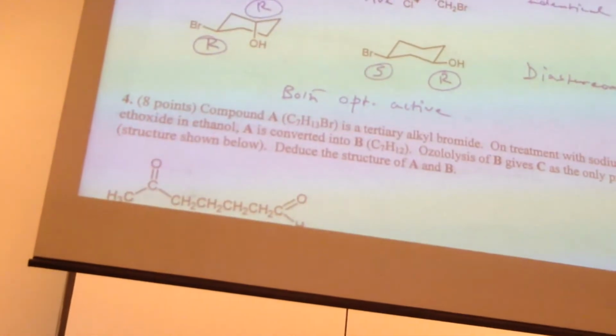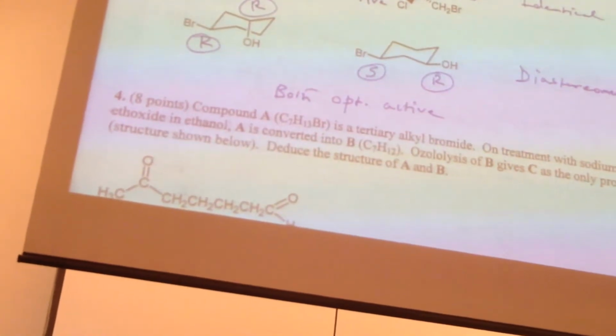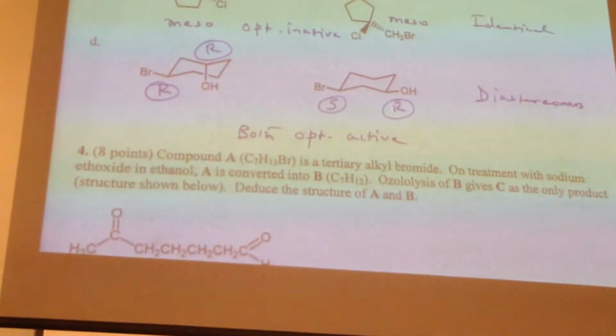And again, with cyclohexane ring systems, it's so much easier if you use the model. You'll be able to see exactly what the priority rankings are. Without that, it's very tough to do.